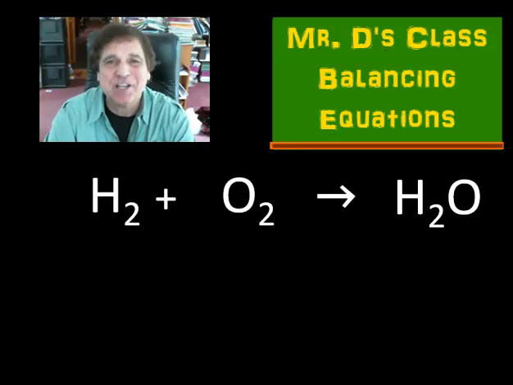In this class, we're going to take a look at balancing equations, and we'll begin with a fairly simple equation. H2 plus O2 yields H2O, or hydrogen plus oxygen yields water.